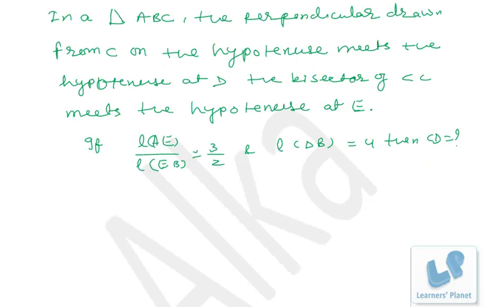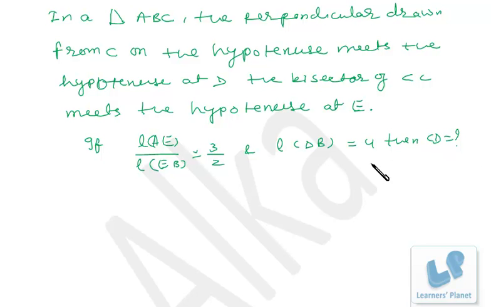Now we have this problem. In a right triangle ABC, the perpendicular drawn from C on the hypotenuse meets the hypotenuse at D, and the bisector of angle C meets the hypotenuse at E. If the lengths AE and EB are in the ratio 3:2 and the length of DB is 4 units, then what is CD? That we have to find out.